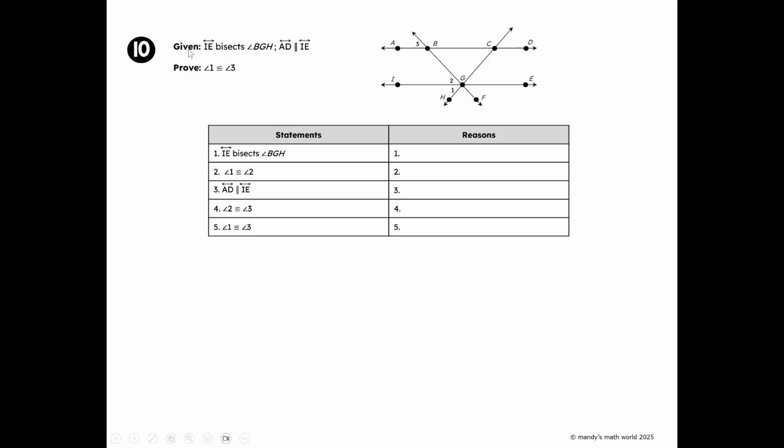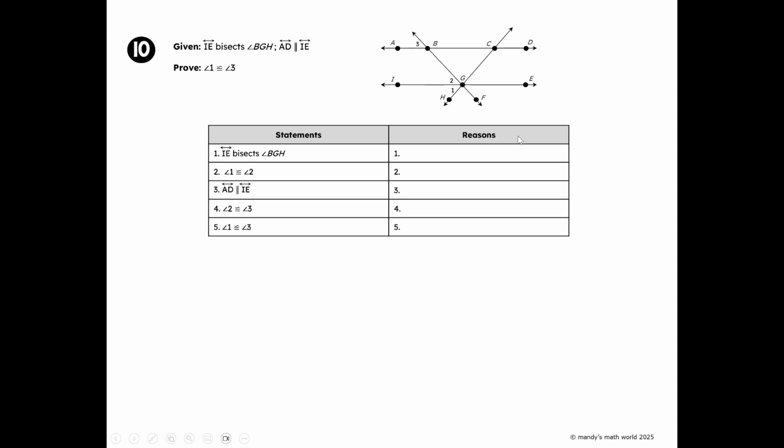So we're given that line IE bisects angle BGH. So you have to know some vocabulary here. What does bisect mean? It means it splits it in half, right? Directly in half. So these two angle measures are congruent, or they're equal. The next thing we're given is that line AD, which is right here, is parallel to line IE. We're given that information. We're asked to prove that angle 1 is congruent to angle 3.